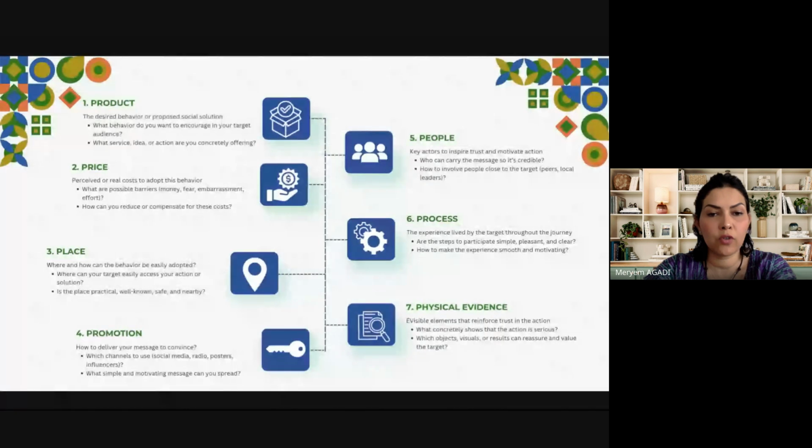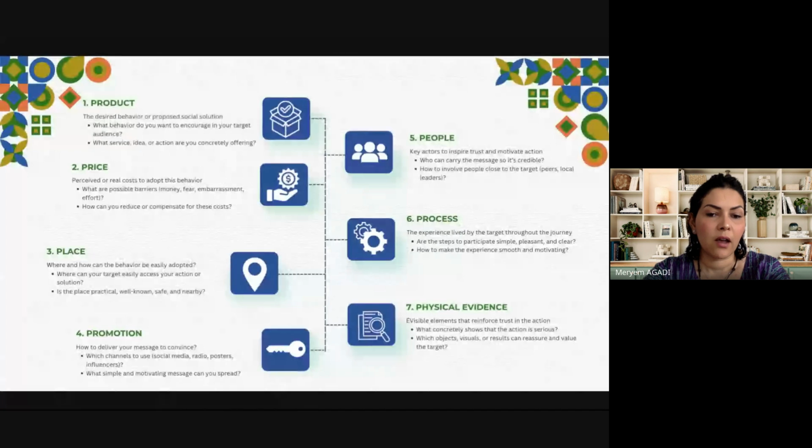Okay. The fourth part, which is very important, the promotion. How to deliver your message, how to convince, how to share your ideas or your social solution. So here we ask two questions. The first one is which channel to use. Last time we were talking about the communication strategy. So here you have to deep dive into it, and you have to choose which social media, radio, posters, influencers you need to use to convince or to deliver your message. The second point is what simple and motivating message can you spread.